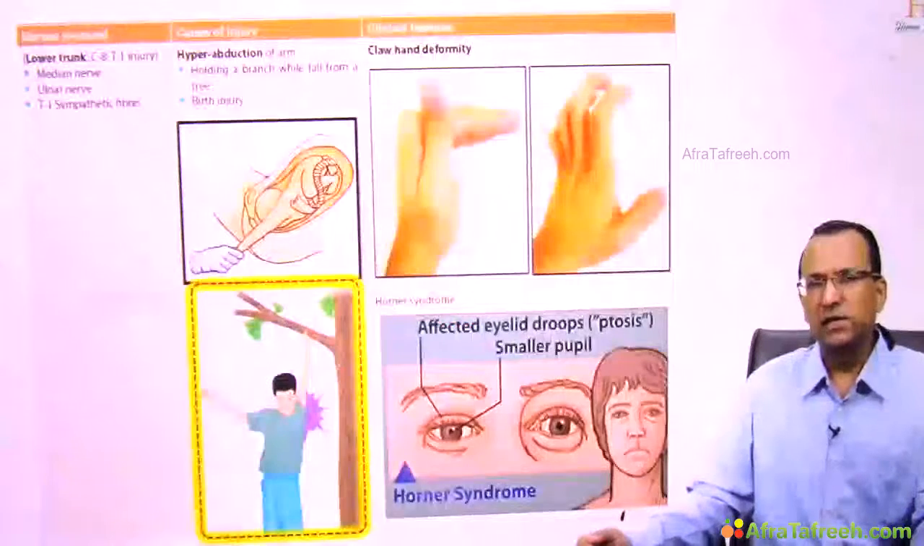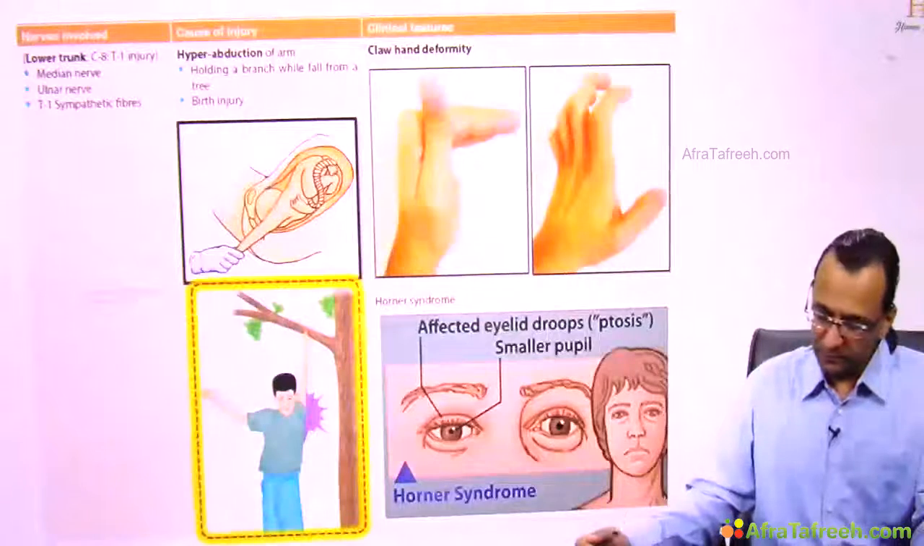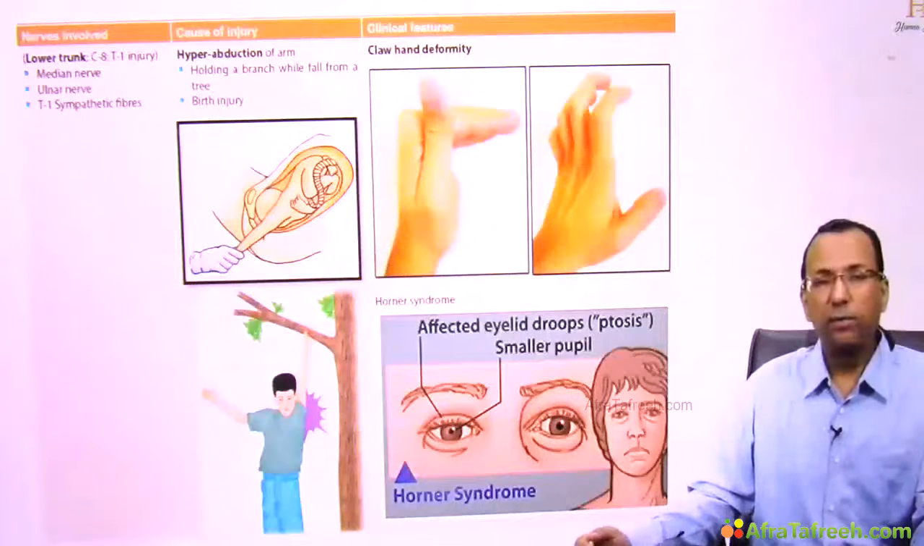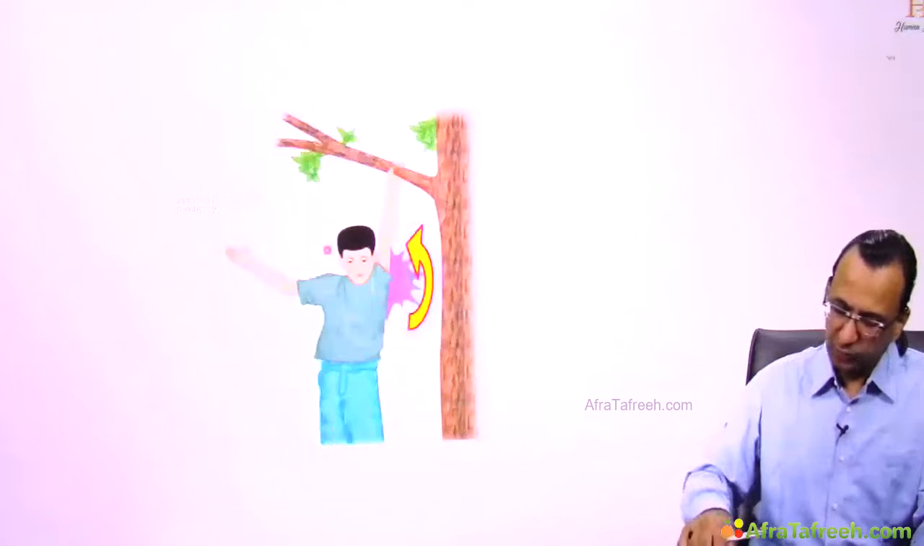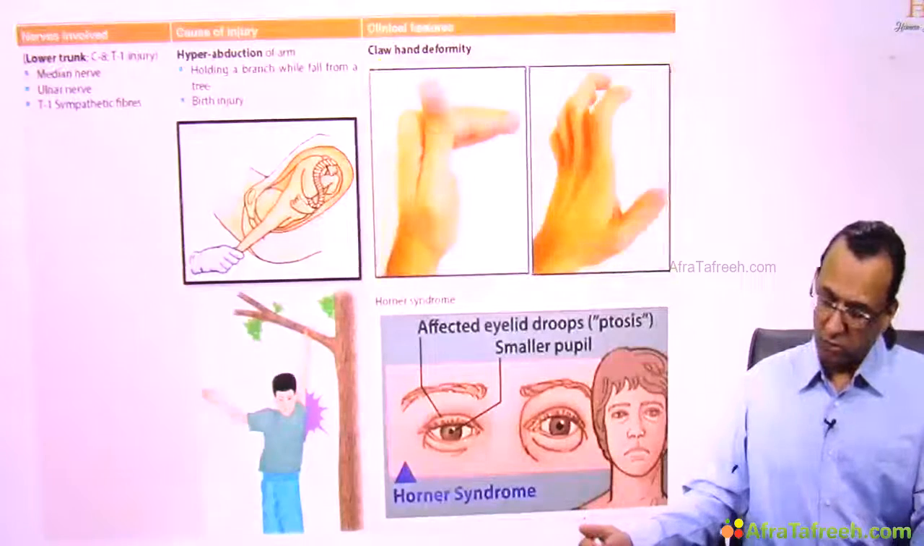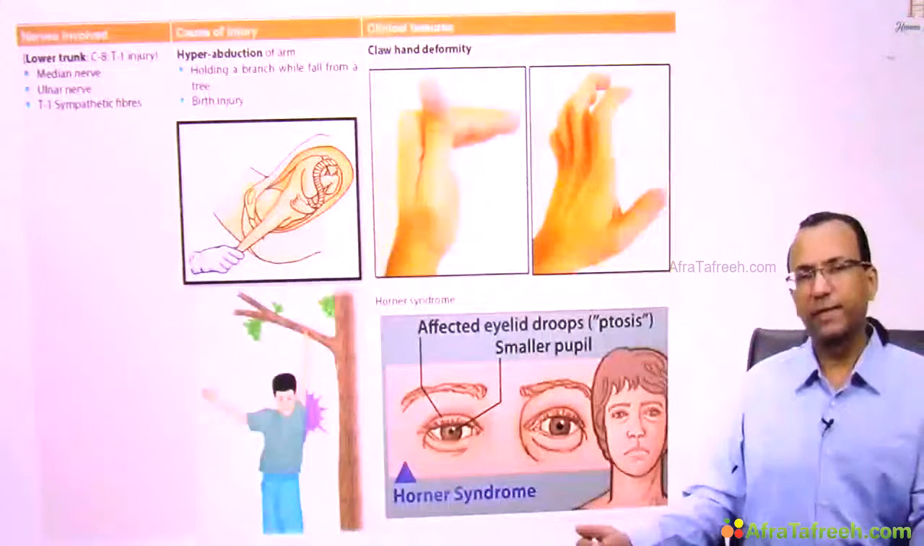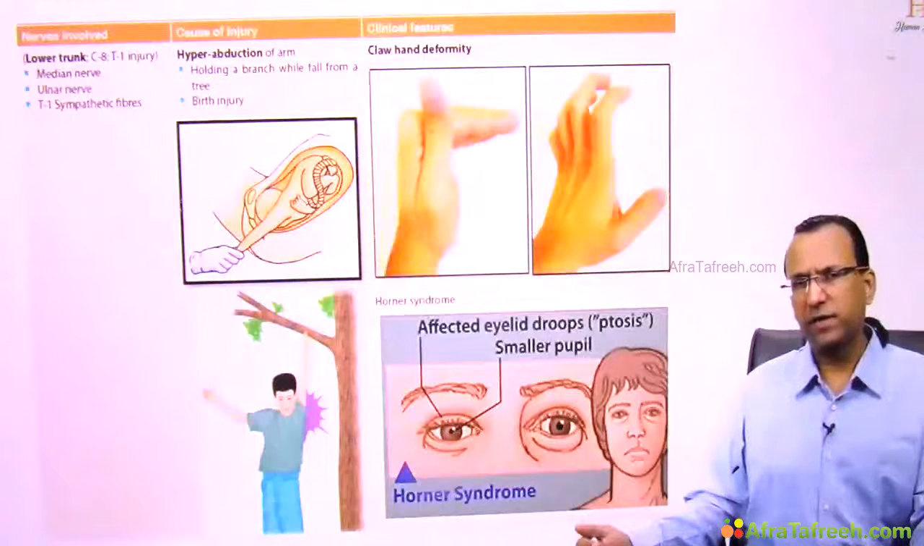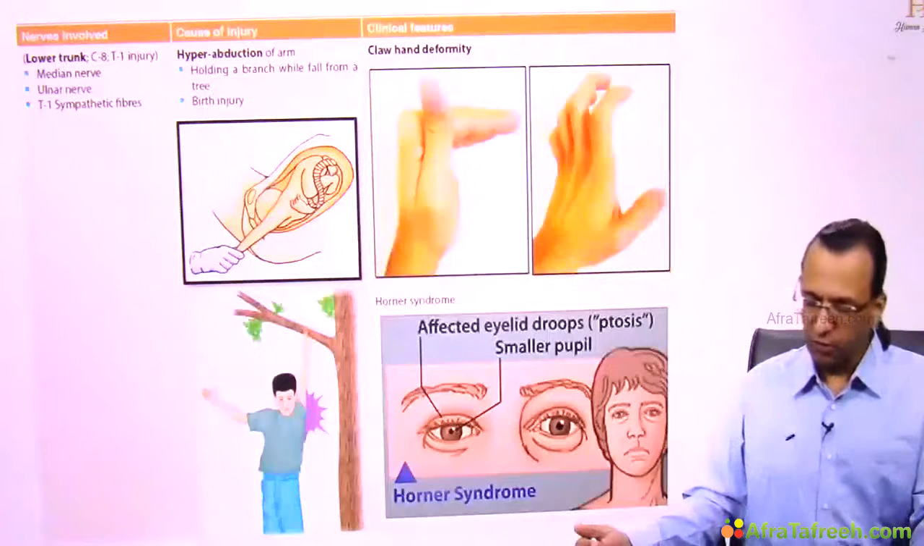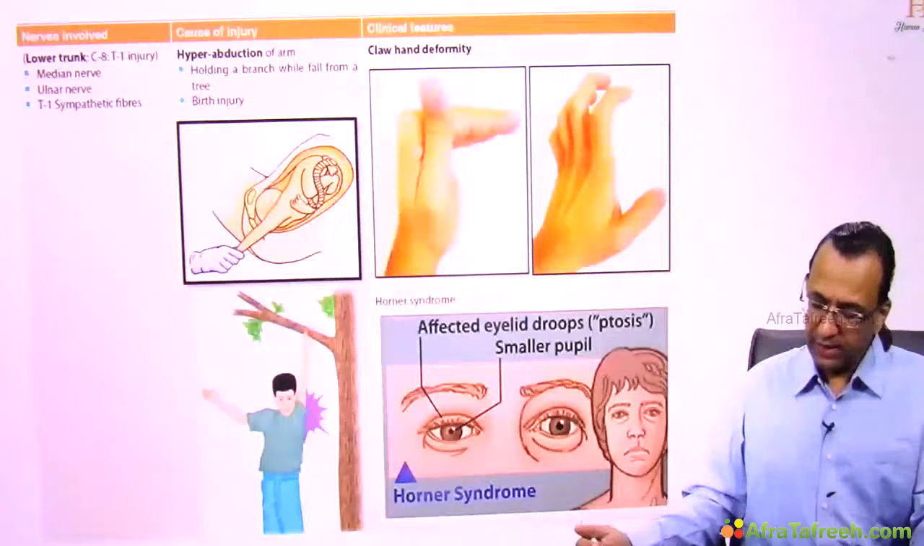And this is a sports injury. What is happening? It was a boy playing and falling from a tree, trying to hold the branch. So this boy is falling from a tree and trying to hold a branch. What happened? Hyperabduction injury and the lower trunk is pulled, leading to Klumpke's palsy. So what is happening? There is a claw hand deformity. Why is there a claw hand deformity? Explain. First you have to look at the normal thing and then the abnormal thing.